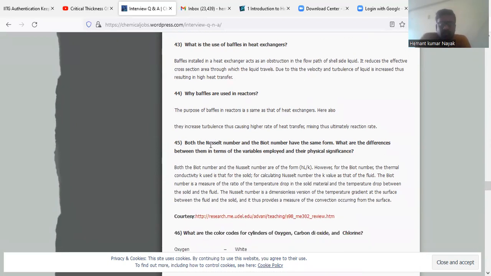Why are baffles used in a reactor? The purpose of baffles in a reactor is the same as that in a heat exchanger. Here also, they increase turbulence, thus causing a high rate of heat transfer and mixing, and ultimately a higher reaction rate.